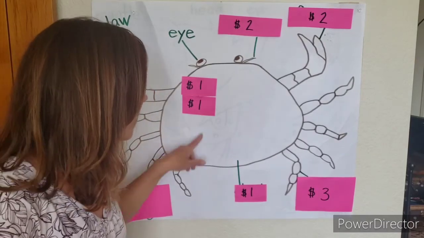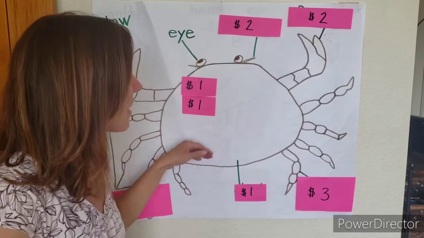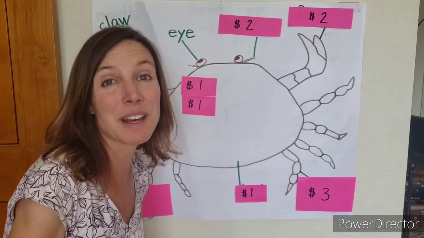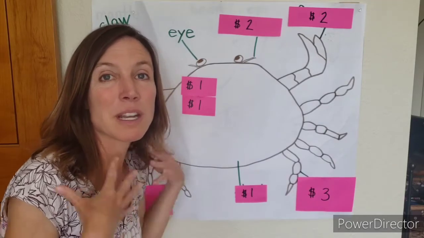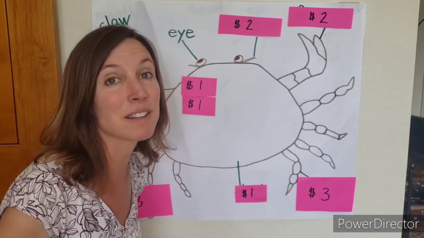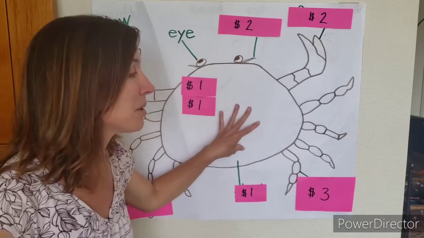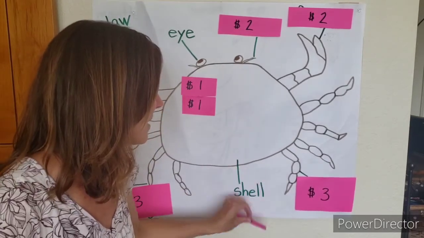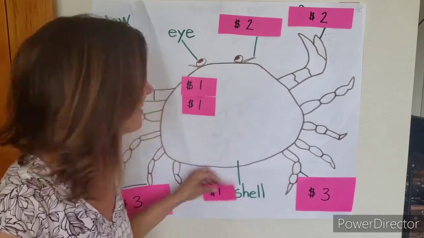Okay? The next one is the largest part of the crab. It's his outside covering or exoskeleton. Remember we talked about an exoskeleton is a skeleton that's on the outside. This body part's really important because it protects the crab, and it is the shell.